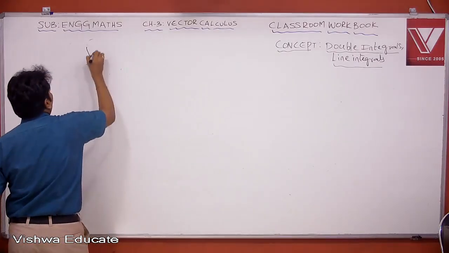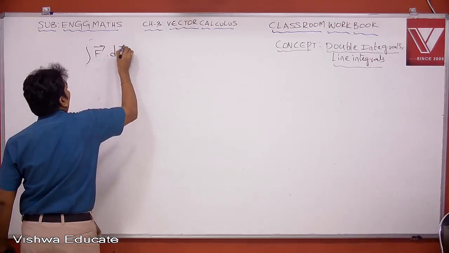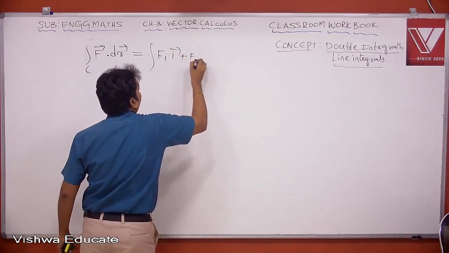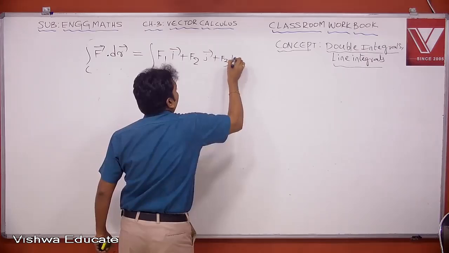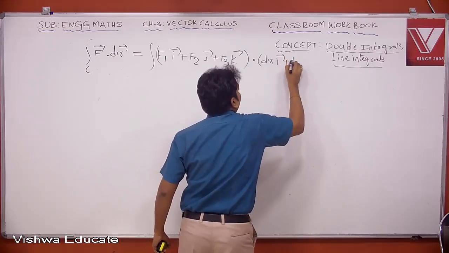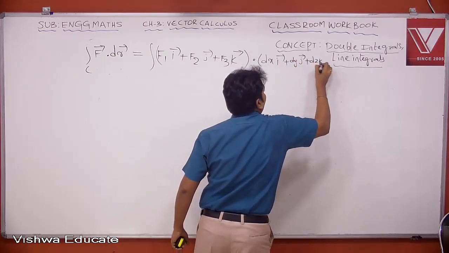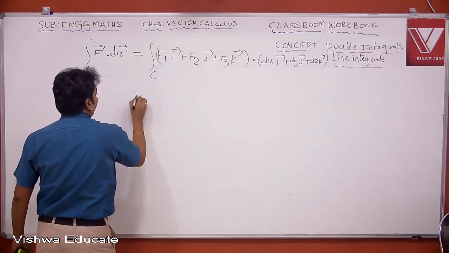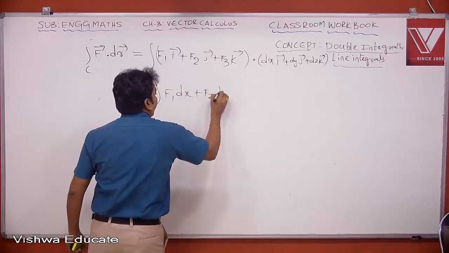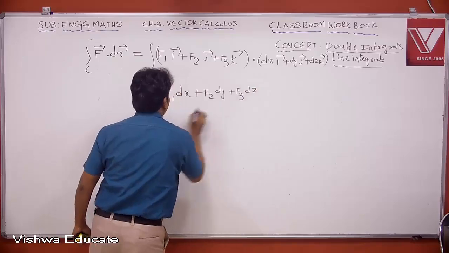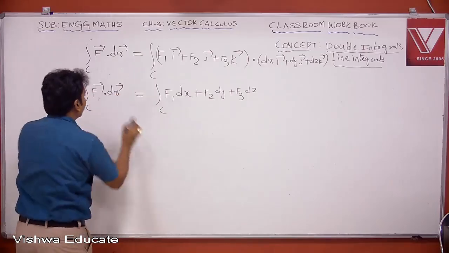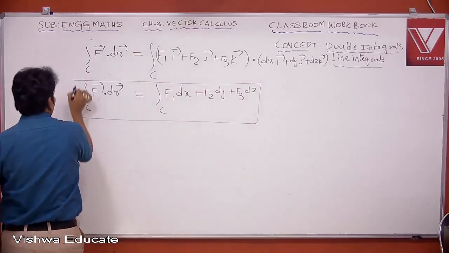So what is the general structure of line integral? This integral f bar dot dr bar over C. What is f bar? f1 i bar plus f2 j bar plus f3 k bar, dot product dr bar, which means dx i bar plus dy j bar plus dz k bar, over C. Now let us simplify this. This is a dot product, so therefore this is integral f1 dx plus f2 dy plus f3 dz over the curve C. Therefore integral f bar dot dr bar over C equal to this. Note these points.